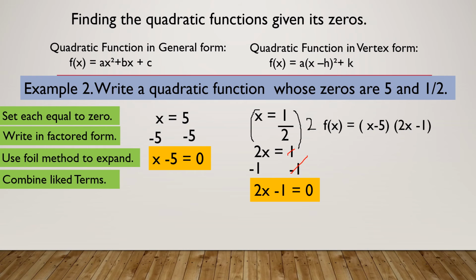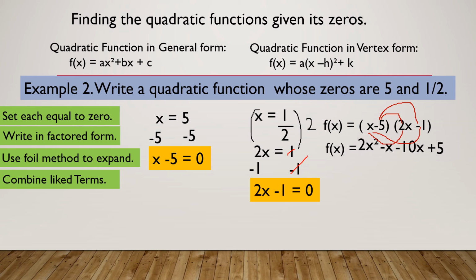So if it is in factored form, we can now use FOIL method to expand this one. So first, we need to copy f of x. So this one, x times 2x, sorry. Okay, x times 2x, that is 2x squared. Next is x times negative 1, that is negative x. And negative 5 times 2x, that is negative 10x. And negative 5 times negative 1, that is positive 5.